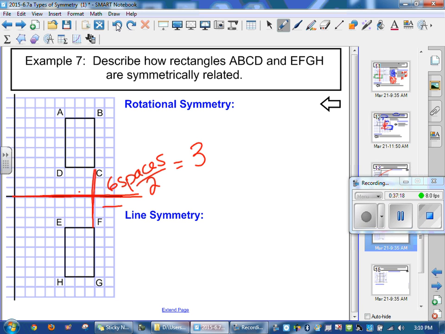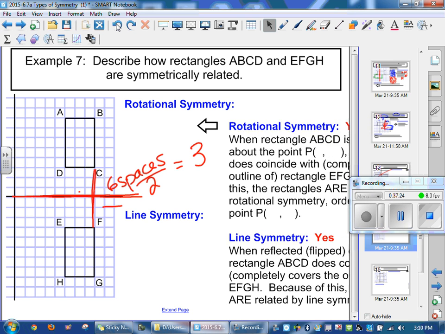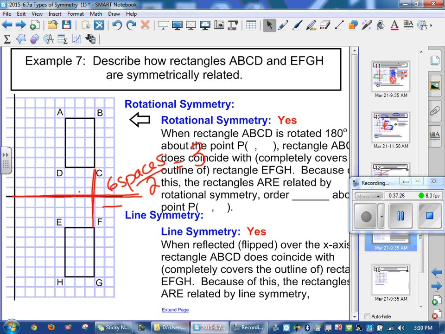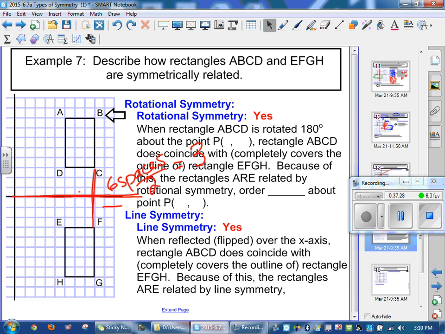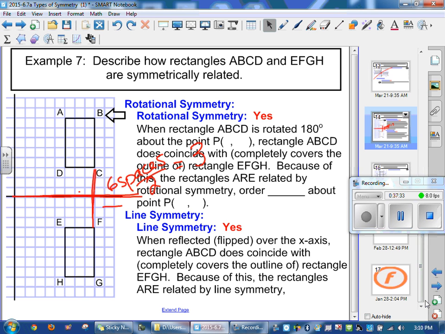Okay, yes. Okay, what about rotation symmetry? So we know we said yes for line symmetry. What about rotational symmetry? Yes, it's got both. Okay, so just say yes, yes, it has both. How does rotational symmetry work? Okay, last 2 examples.